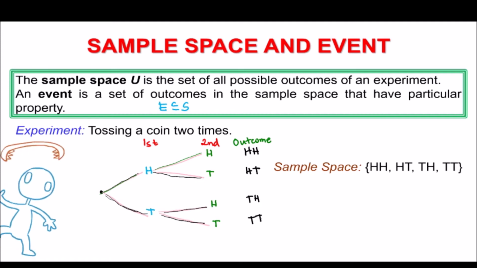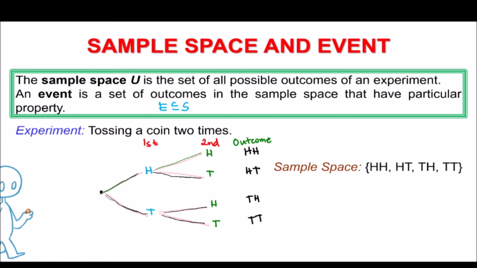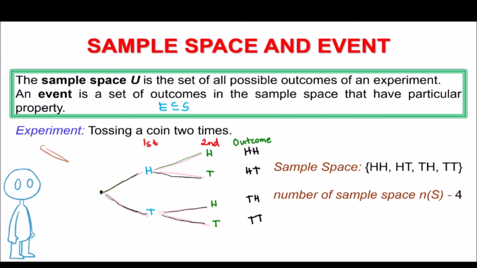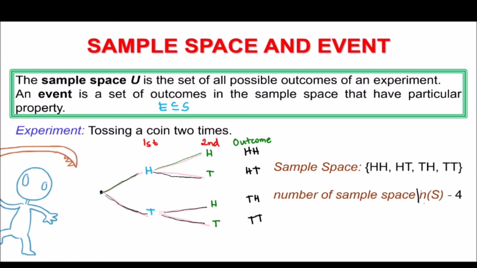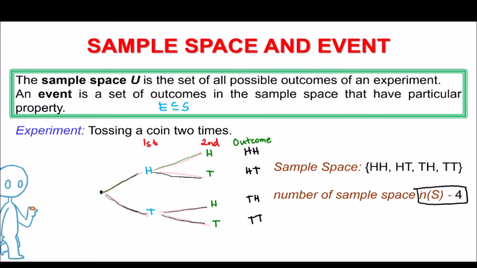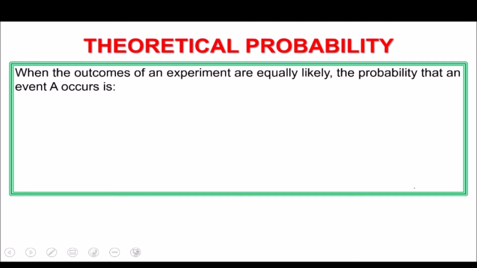And the number of sample space will be the number of elements in the given set. Since we have 4 elements in the sample space, the number of sample space is 4. So one way of writing it is using the symbol N of S. We can use the symbol N of S to state the number of elements in the sample space. Okay, let's now proceed with theoretical probability.